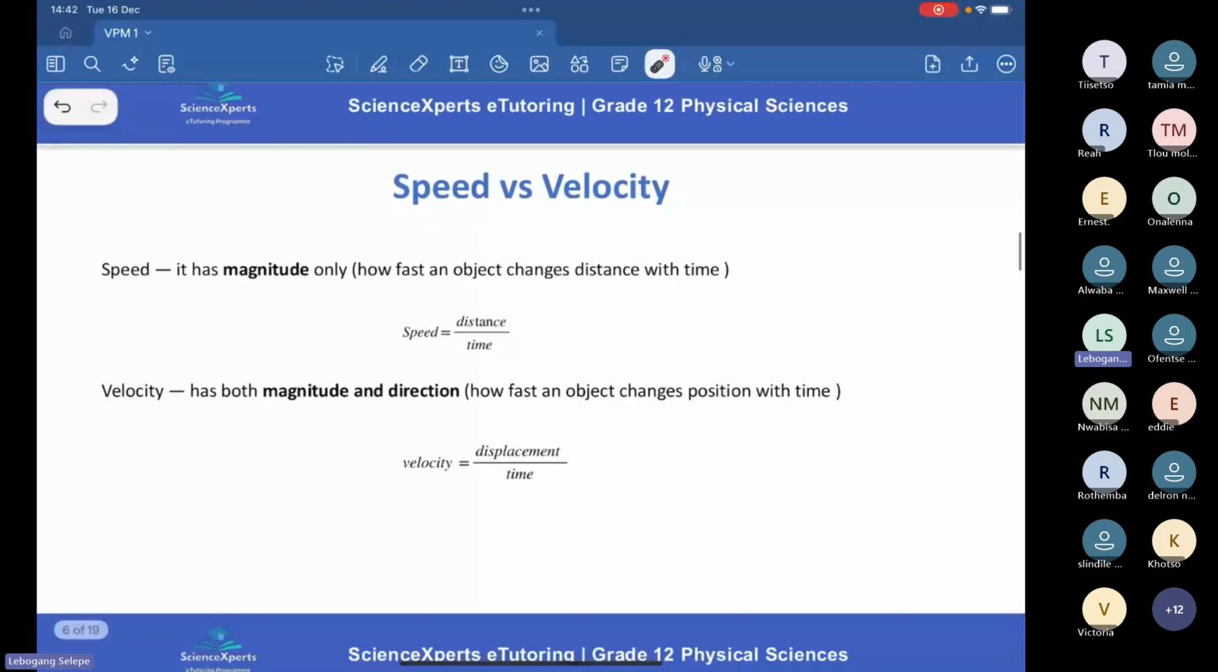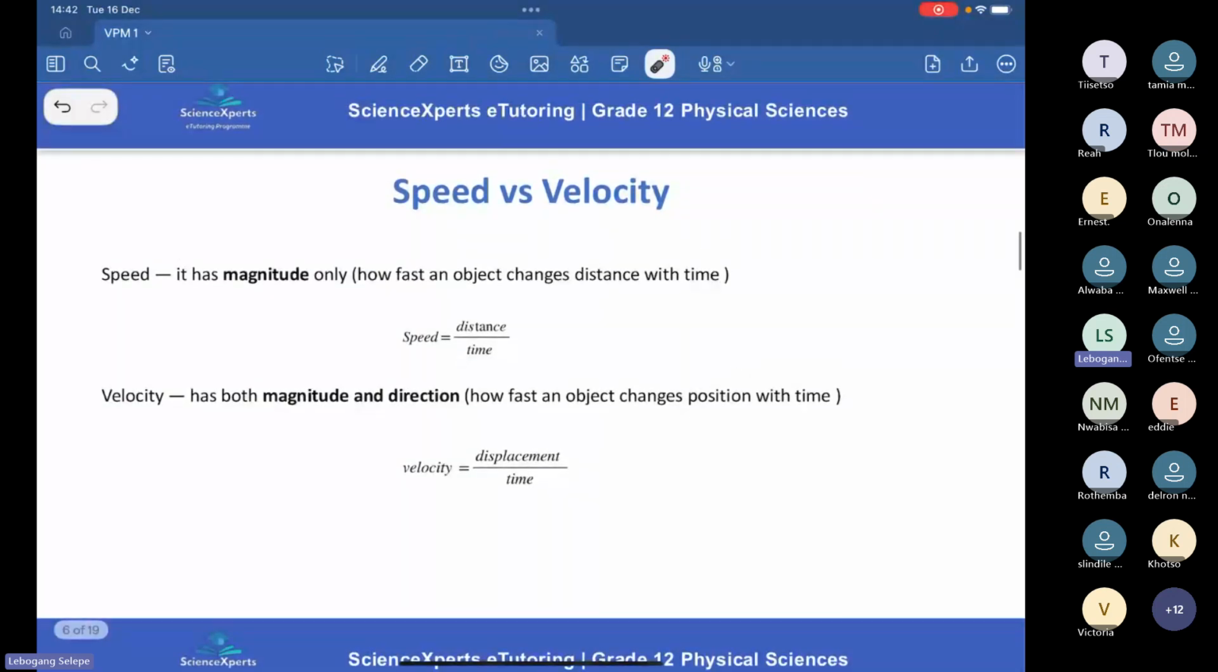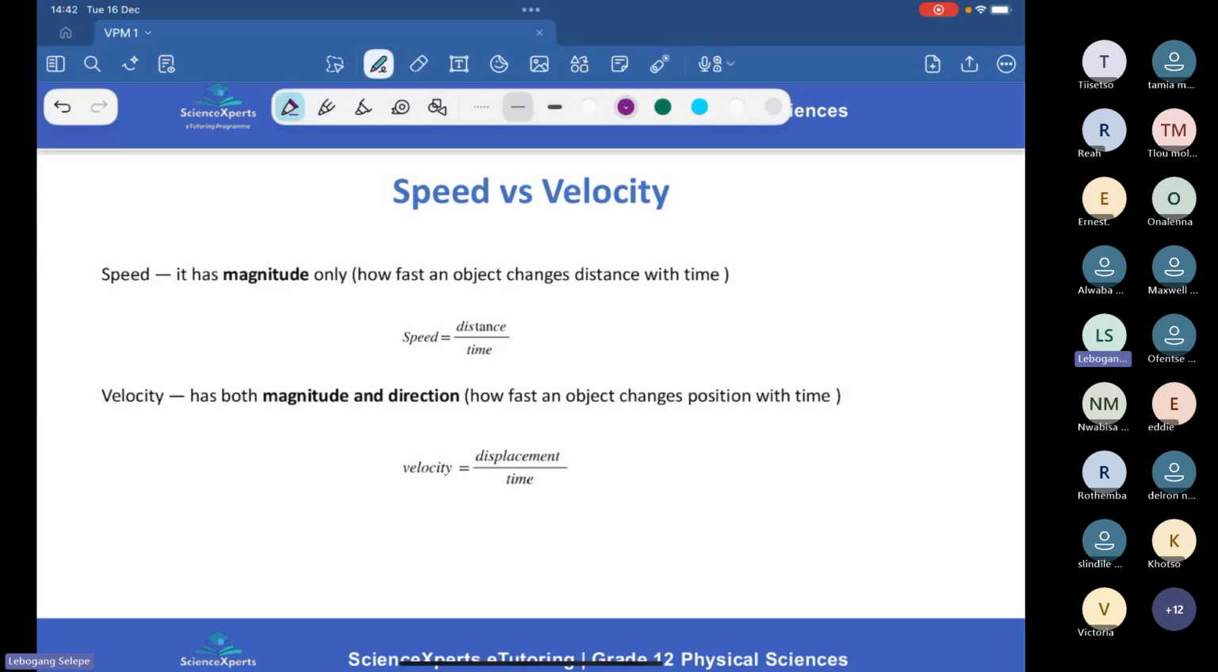Then the difference between speed and velocity, right? Remember, speed is a scalar, velocity is a vector. Speed is basically the distance divided by the time. I want to make a disclaimer that this formula is for when you calculate the average speed, and not instantaneous speed. As well as this one, it's also for the average velocity.